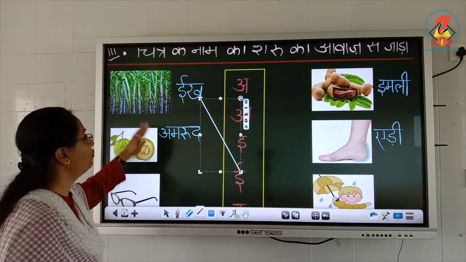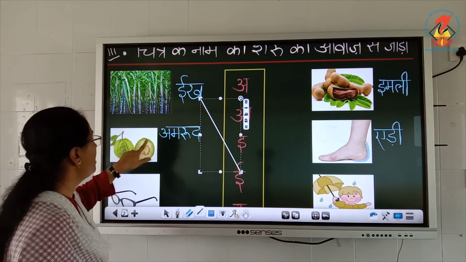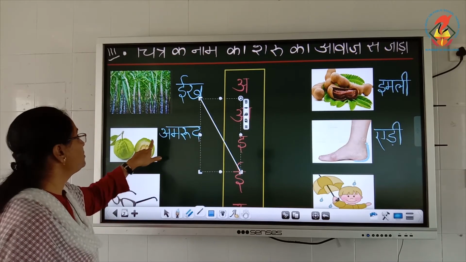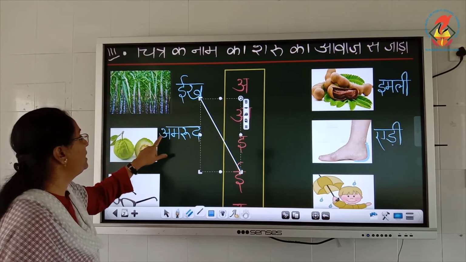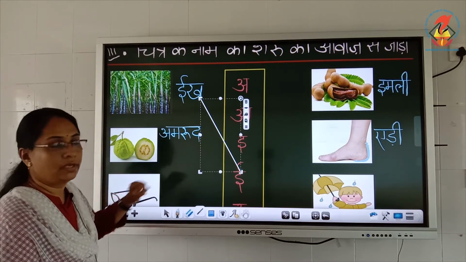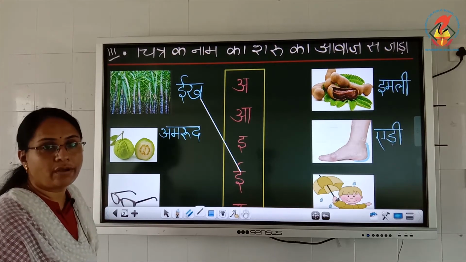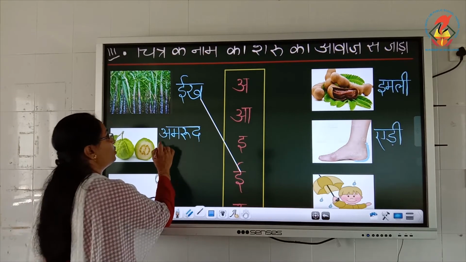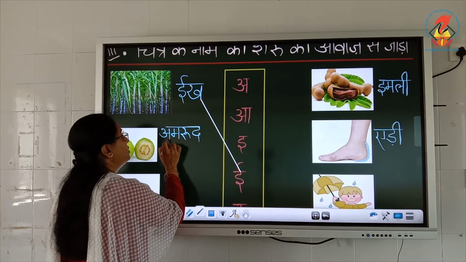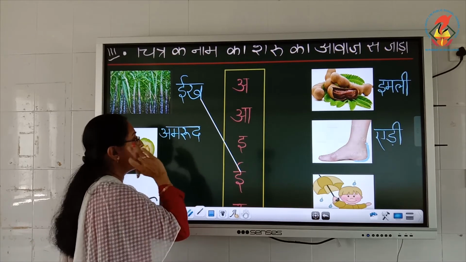Same side we will do 1, 2, 3, 4. Okay. What about this picture? The name of this picture begins with A. We have to match this letter with A. What should we match? This is known as Amrud and this is the first letter, the first sound A.